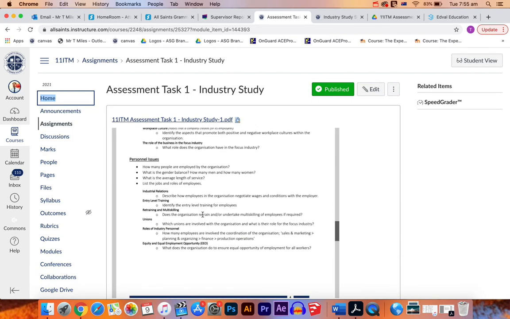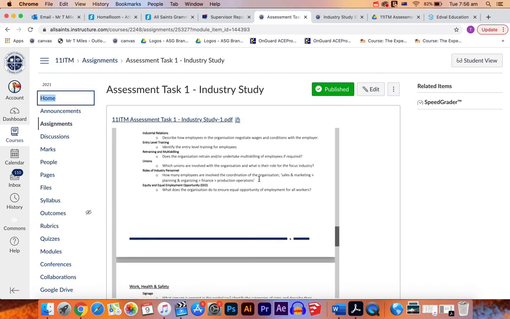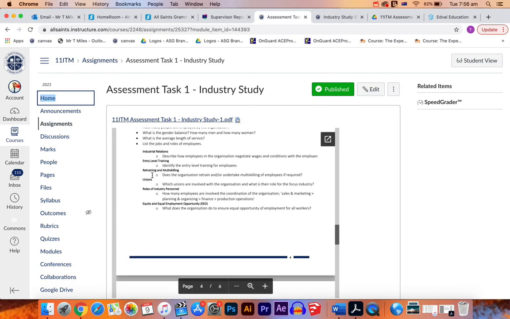So personnel issues, this is available online 100%. So this is just a matter of researching and going through the information available, especially in the yearly report, and getting that information out of there. Some of these things, like identify entry-level training for employees. So, you could look at a couple of levels of roles. So maybe management, production, and then really basic studio assistant roles, and just look at generally what the entry requirements are for that.